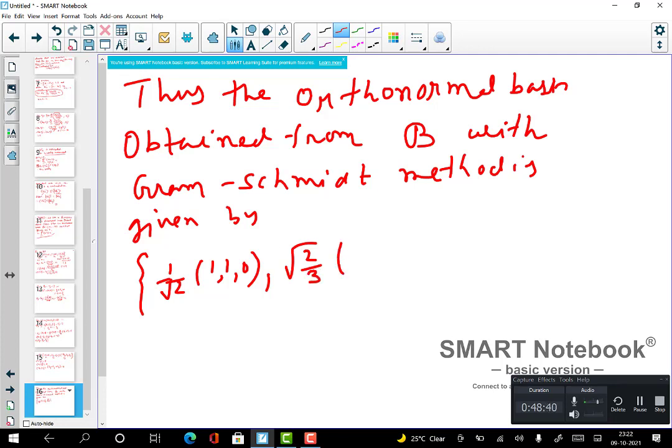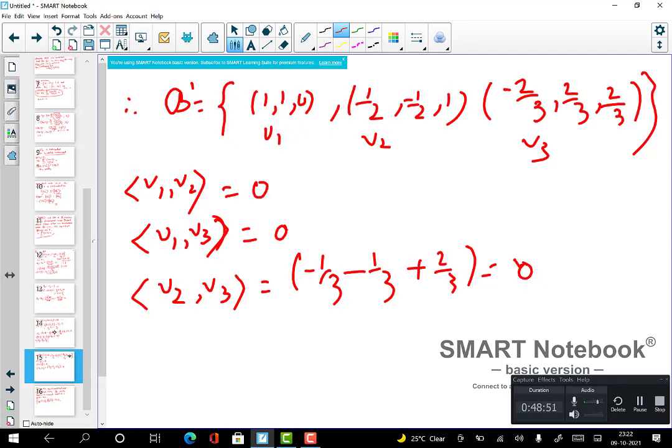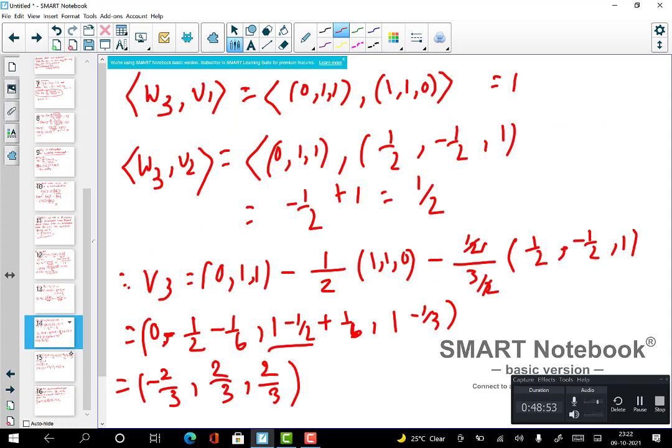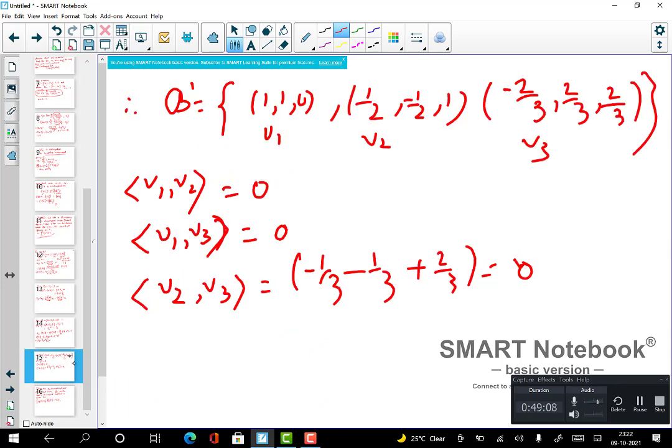And then what was the vector? The vector is half, minus half, and 1. And the last one, what is the norm? Let me find out the norm here. Okay, so this is v1, v2. Yeah, so now v3 is this vector. What is the norm of this vector? This is v3. Okay, we did not check it here, so now we can check it also here.